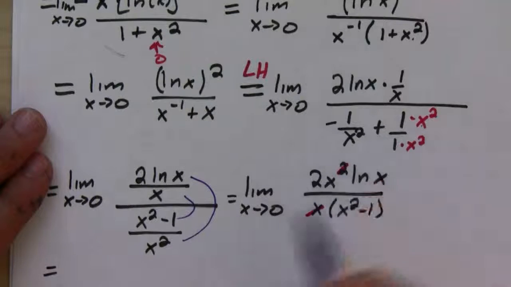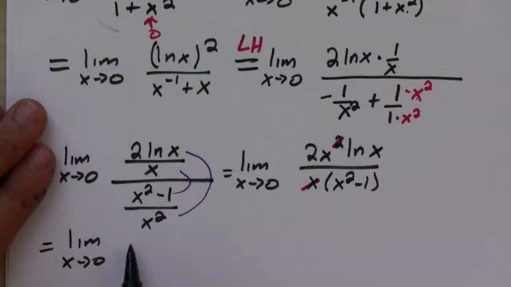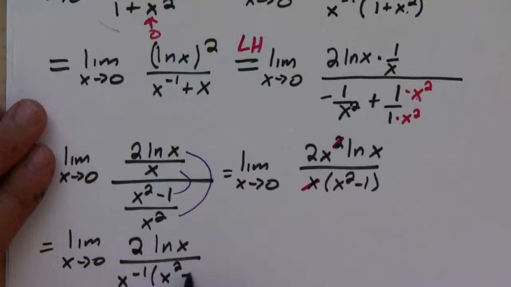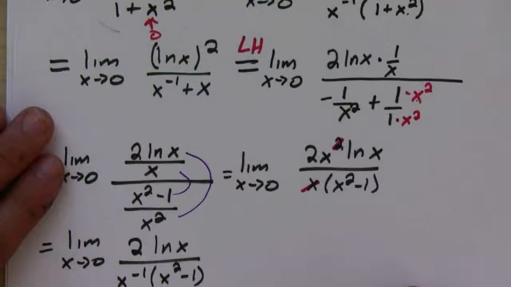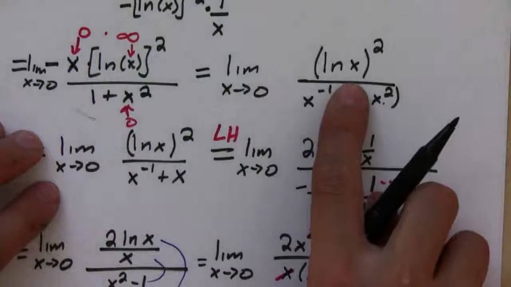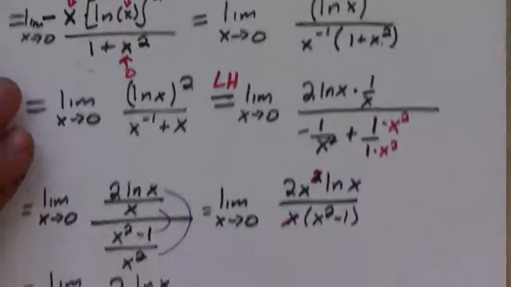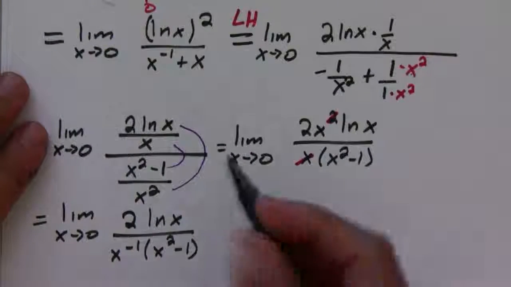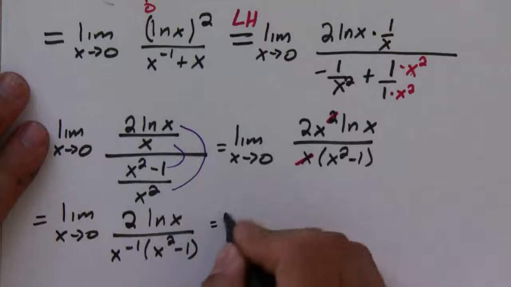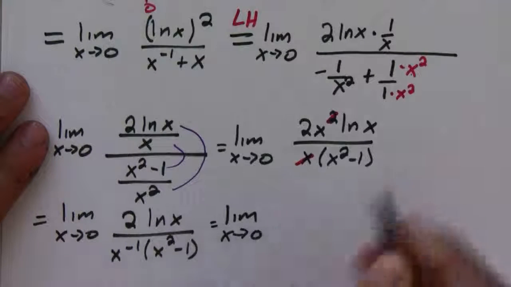Well, let me try bringing the x down. So if I bring the x down, I would get limit as x approaches 0 of 2 natural log of x over x to the negative 1 times x squared minus 1. And if you compare that to what I had back here, this is almost exactly the same thing, and I just went through like 20 million steps. But we should at least maybe do one more, and hopefully this will get us somewhere.